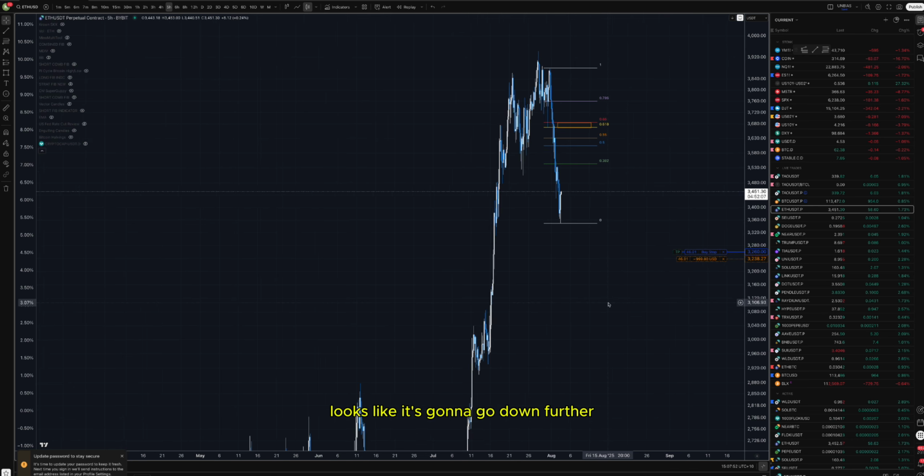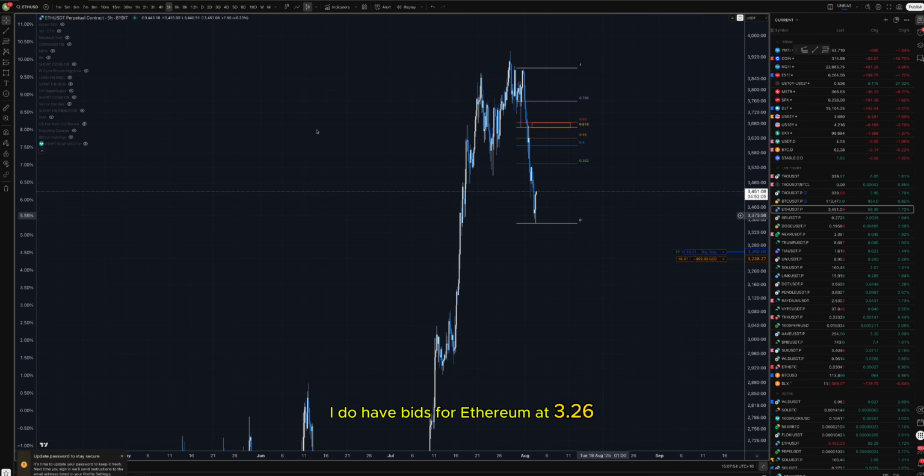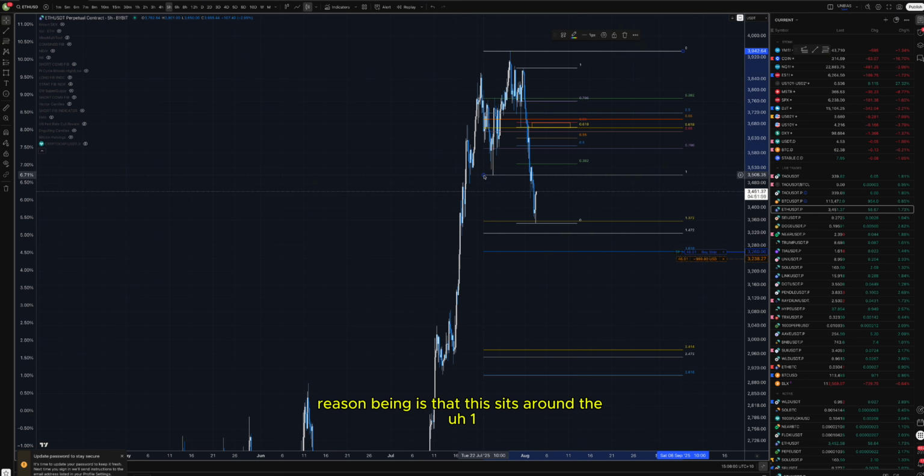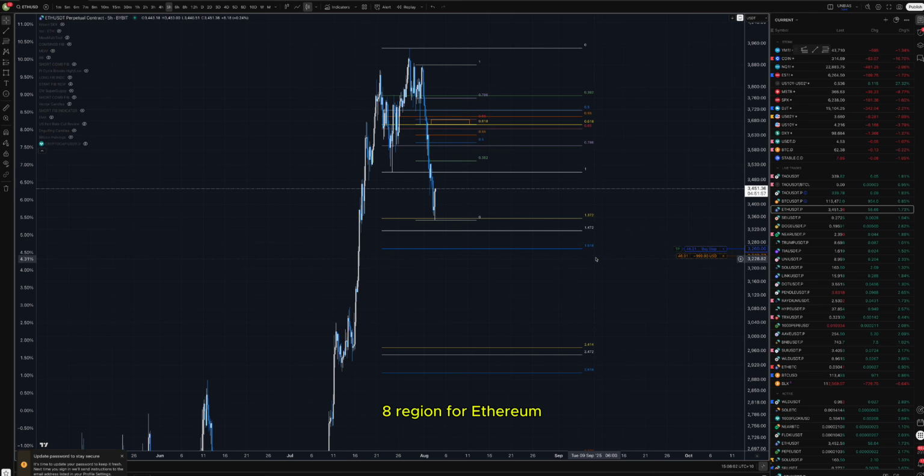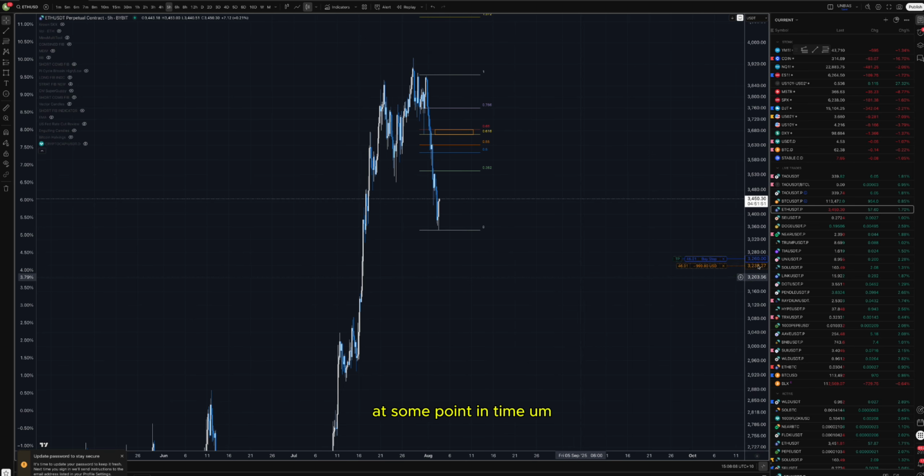It looks like it's going to go down further. I do have bids for Ethereum at 3.26. Reason being is that this sits around the 1618 region for Ethereum, and I do think that it bounces up, and then it bounces from this level at some point in time, as a very, very nice probability of a bounce, risking 1,000 there. What else we got?